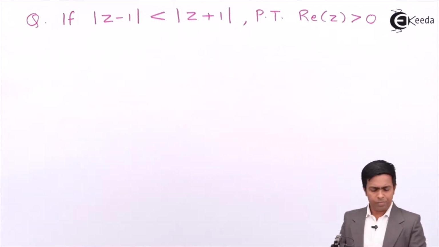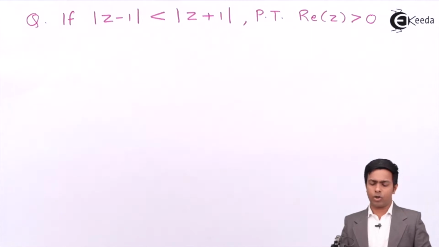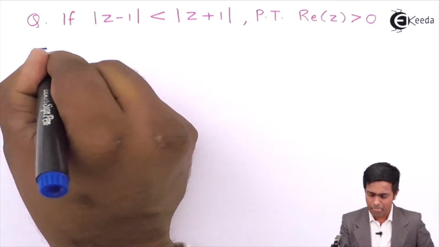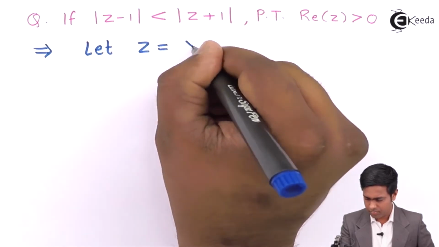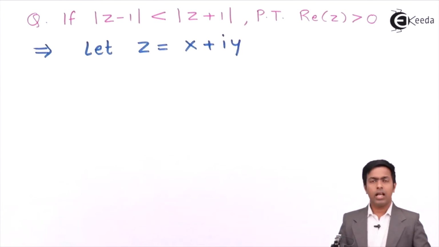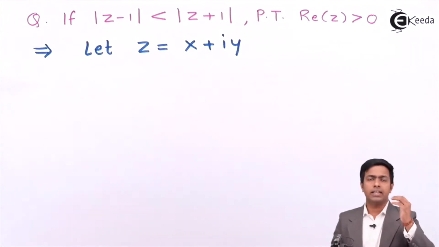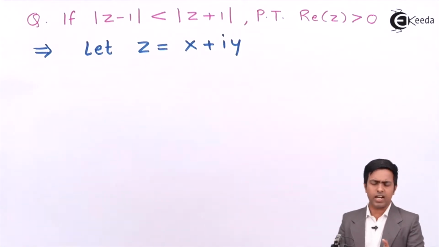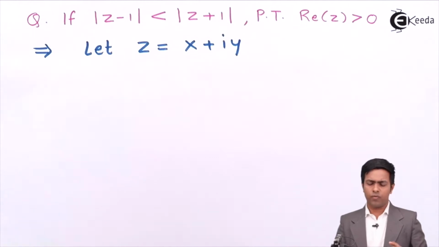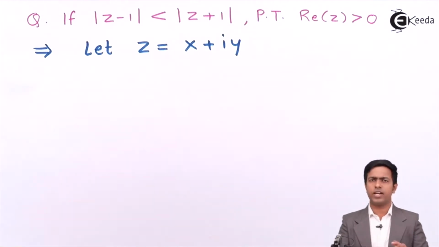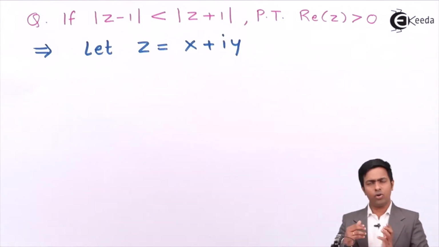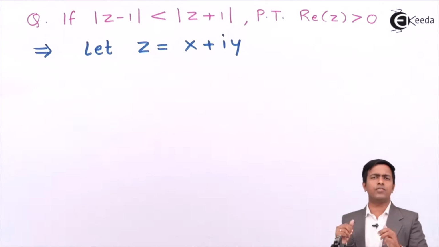So let's start. Let the complex number z be equal to x plus iy, and we have to prove that x is greater than 0. Let's start with the given condition. First of all, it is given that mod of z minus 1 on the left hand side, and on the right hand side it is mod of z plus 1.